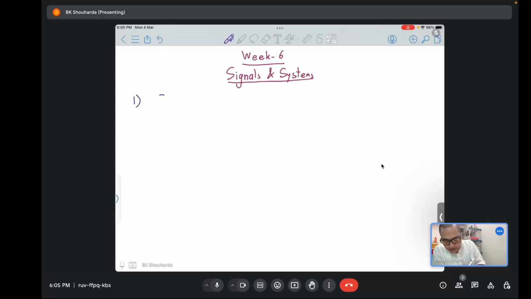The first topic is the continuous time convolution integral, which is the key ingredient for any LTI system. We shall see it soon.